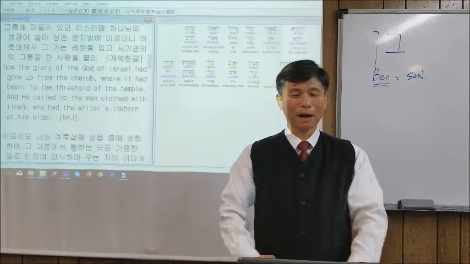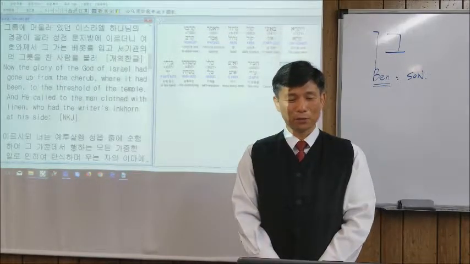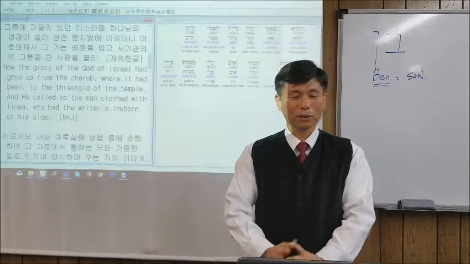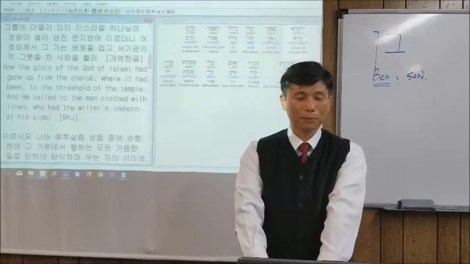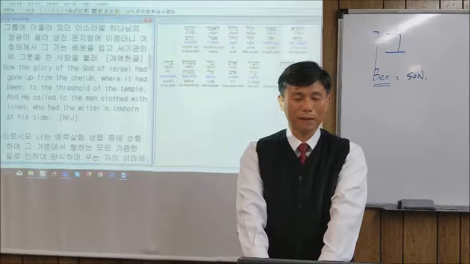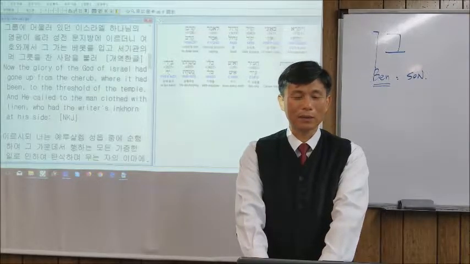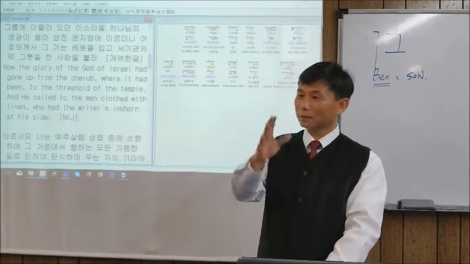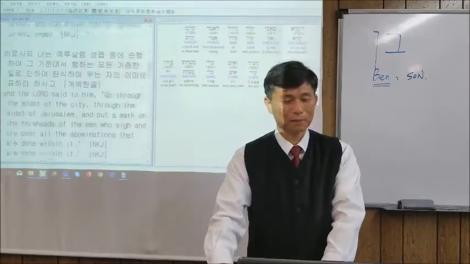Now the glory of the God of Israel had gone up from the cherub, where it had been, to the threshold of the temple. He called to the man clothed with linen, who had the writer's inkhorn at his side. So now he's talking to the seventh person, verse 4.